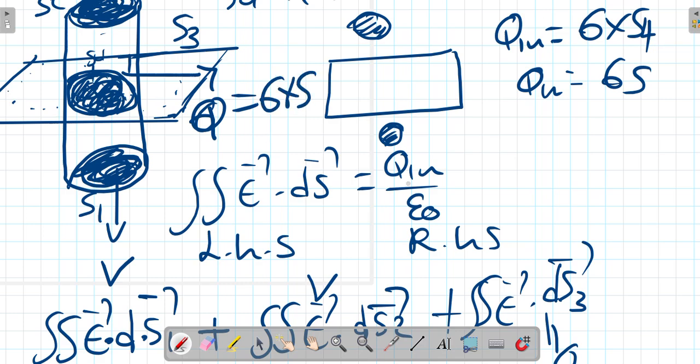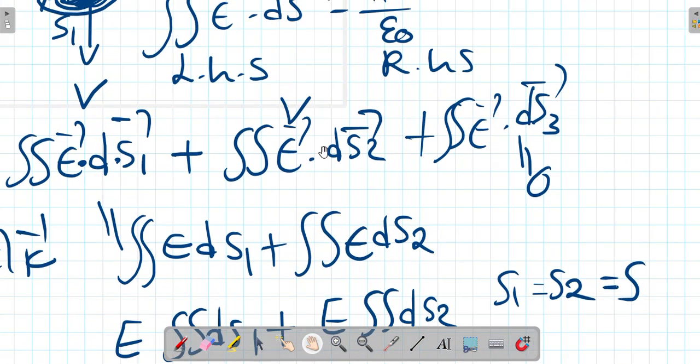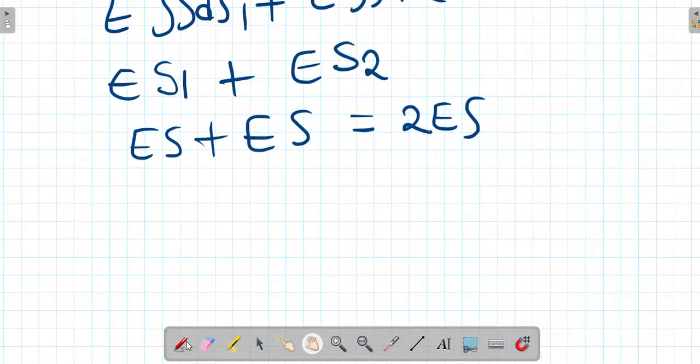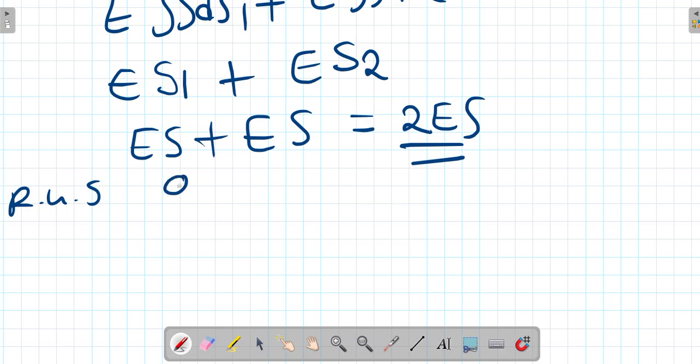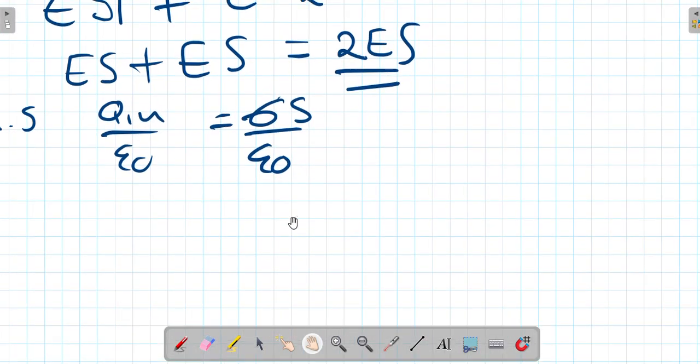So here on the right hand side, where there's Q in, I'm going to put sigma S. This S is originally S4, but since it's equal to S1 and S2, which we just call S, for our calculations to look nice. So the left hand side gave us this. The right hand side, from the theorem of Gauss, says Q in over epsilon 0, which is surface density multiplied by S over epsilon 0. So now I'm going to equate these two.